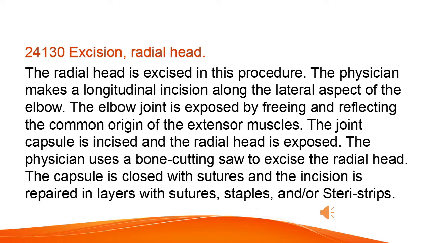Excision, radial head. The radial head is excised in this procedure. The physician makes a longitudinal incision along the lateral aspect of the elbow. The elbow joint is exposed by freeing and reflecting the common origin of the extensor muscles. The joint capsule is incised and the radial head is exposed. The physician uses a bone-cutting saw to excise the radial head. The capsule is closed with sutures and the incision is repaired in layers with sutures, staples, and adhesive strips.